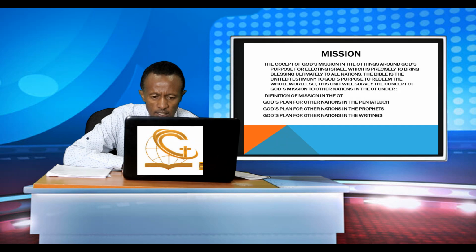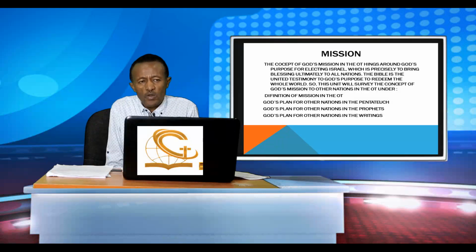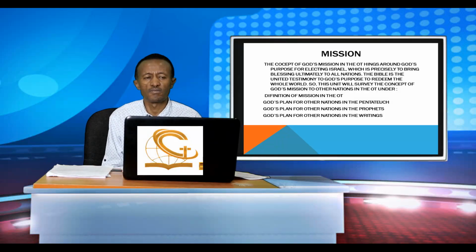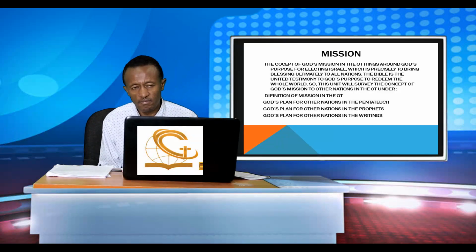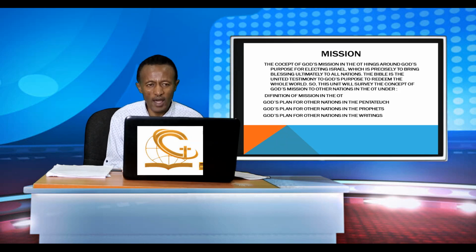So this unit will survey the concept of God's mission to other nations in the Old Testament, under God's plan for other nations in the Pentateuch. When we see the Pentateuch, Genesis, God was trying to show himself. He revealed himself to Adam, Abel, Moses, Noah, Abraham, Joseph, Jacob, and Isaac, in order to be understood more and more progressively.